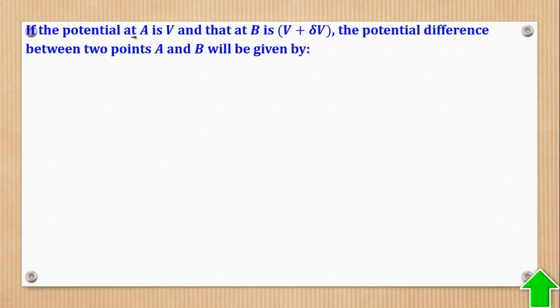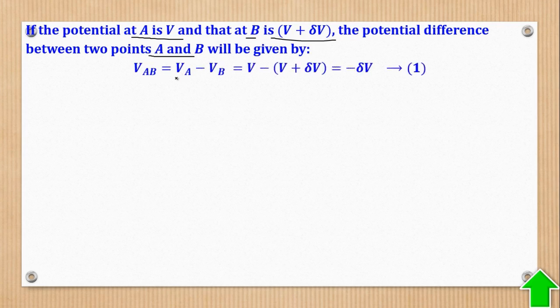So if the potential at A is V and that at B is V plus small change in V, the potential difference between the two points A and B will be given by VAB, which is VA minus VB. When I subtract, it will be V minus (V plus small change in V). Then you realize that this and this can cancel. Then this gives you a negative, and this one is here. So we shall call that equation 1.